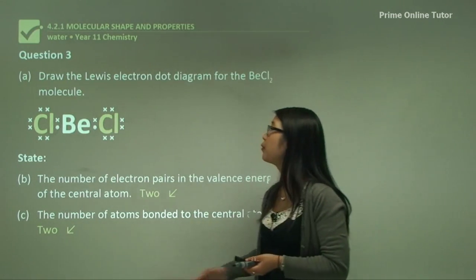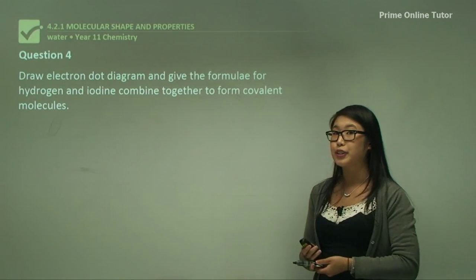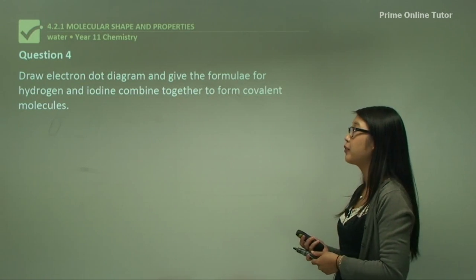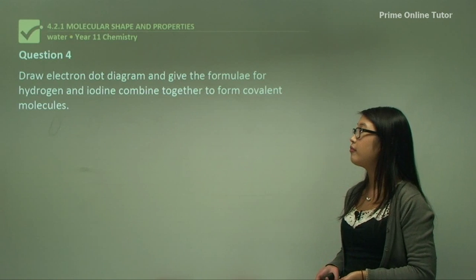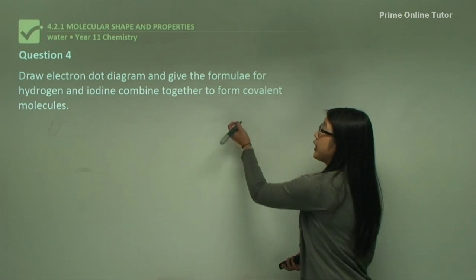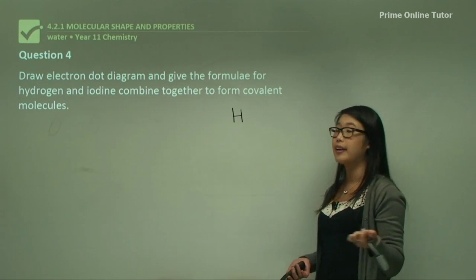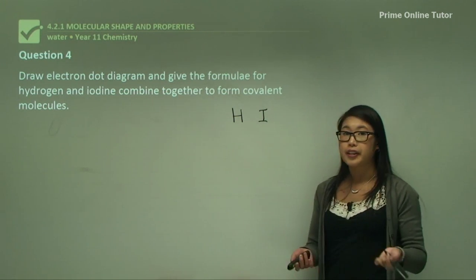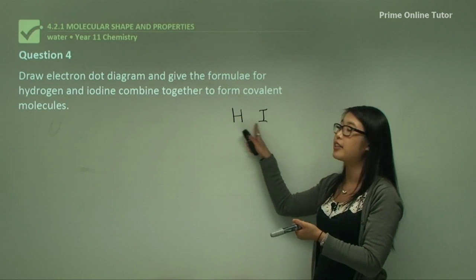So next, we can look at question 4. Draw the electron-dot diagram and give the formula for hydrogen and iodine which combine together to form a covalent molecule. So hydrogen is denoted by the H symbol, and iodine by the I symbol. So together, if they form a covalent bond, they form a molecule HI.